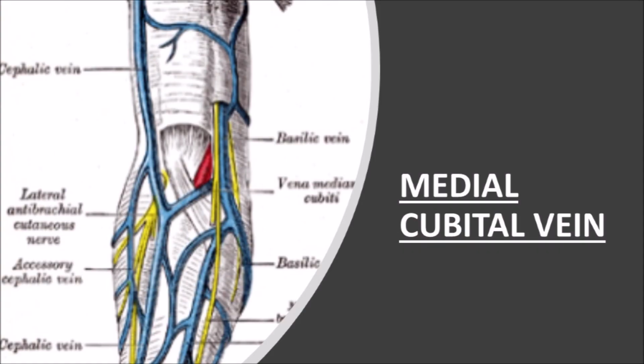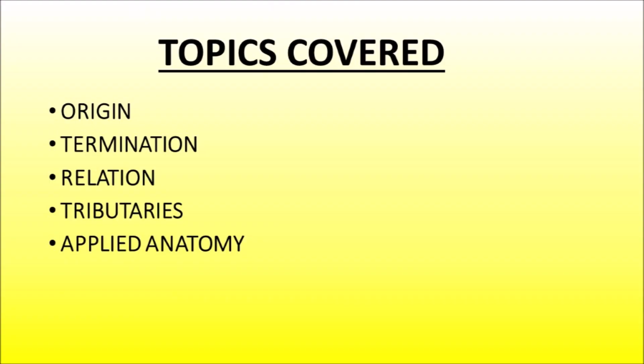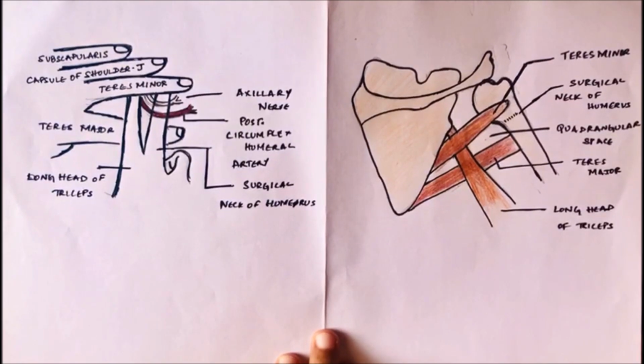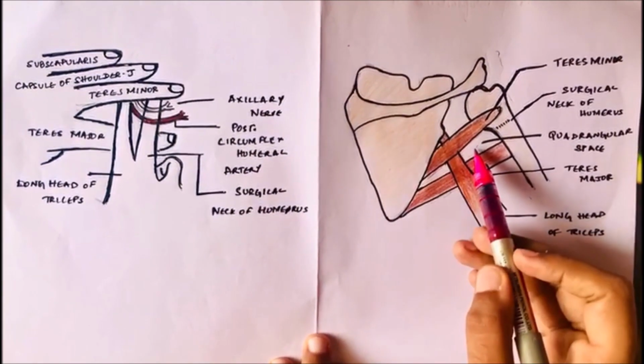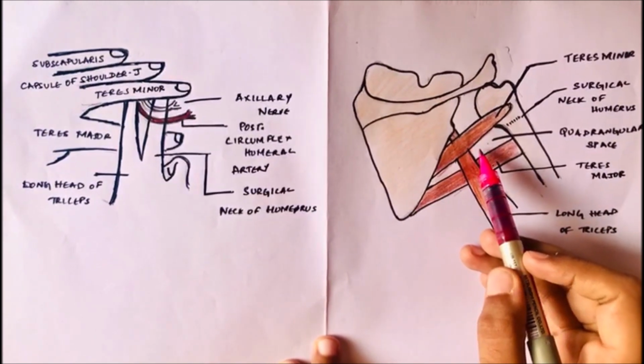Let us move on to the next important short note, which is the medial cubital vein. The topics that will be covered under the medial cubital vein are its origin, termination, relation, tributaries, and applied anatomy. Now we will be discussing the quadrangular space. It is an intermuscular space present in the axilla.